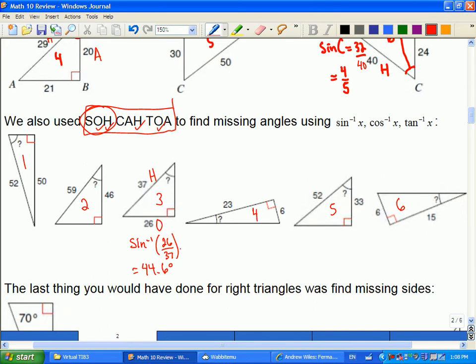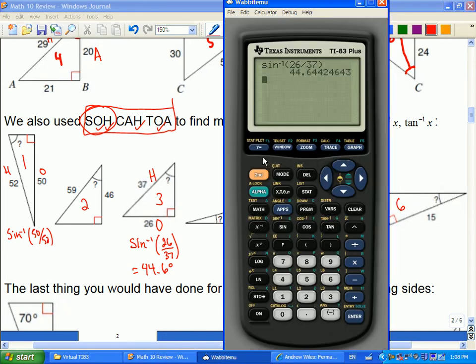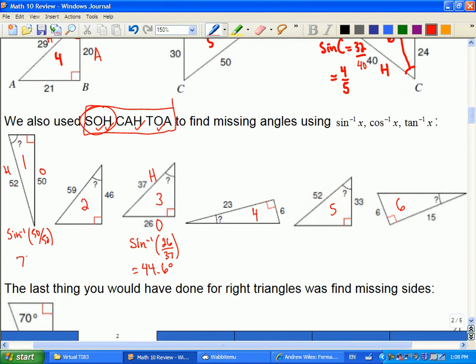So let's walk through each of them, but I'm going to walk through fairly quickly, okay? For the first one, the sides you have are the opposite and the hypotenuse. So I'm going to use the inverse sine of 50 over 52. That means I'll have 74 degrees, 74.1.